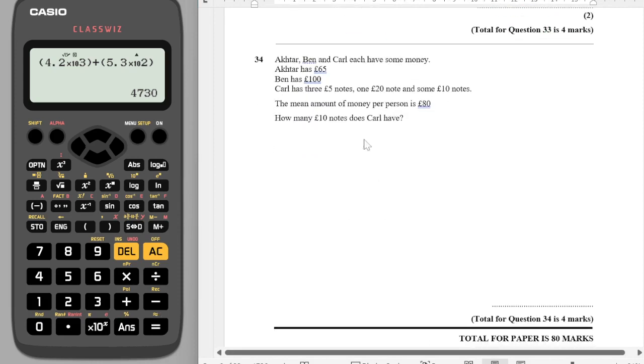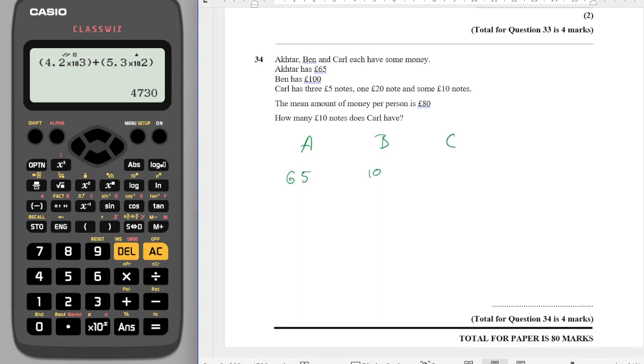Okay, question 24. A, B, and C each have some money. A has £65, B has £100. Carl has 3 £5 notes, 1 £20 note, and some £10 notes. The mean amount of money of the people is £80. How many £10 notes does Carl have? Okay, so A has 65, B has 100, and then Carl has 3 £5 notes, which would be 15, plus 20 would be 35, plus 10 times x, which is going to be the number of £10 notes.